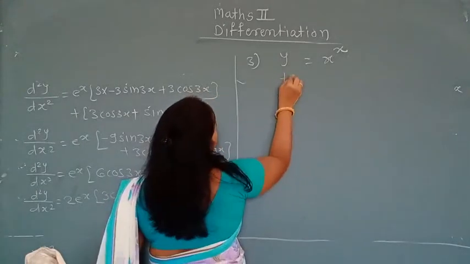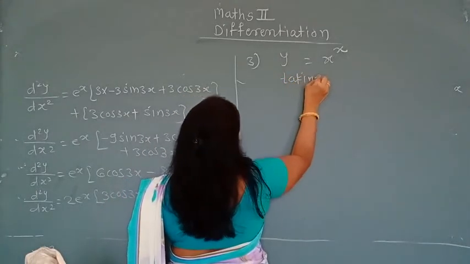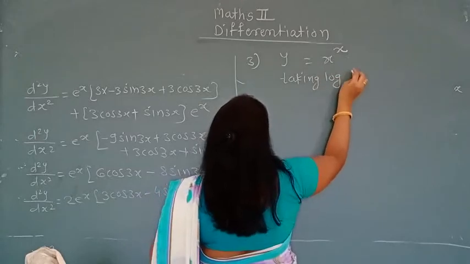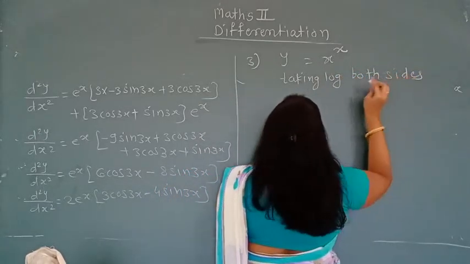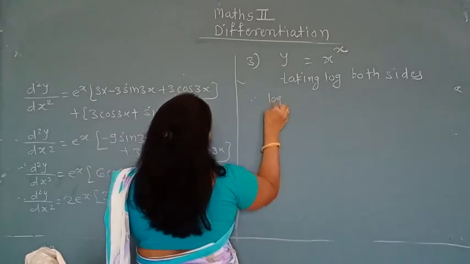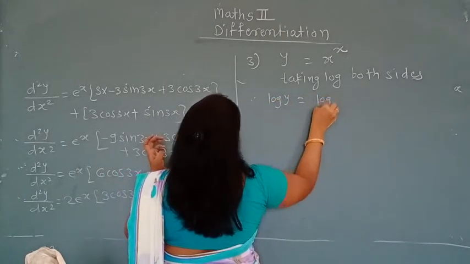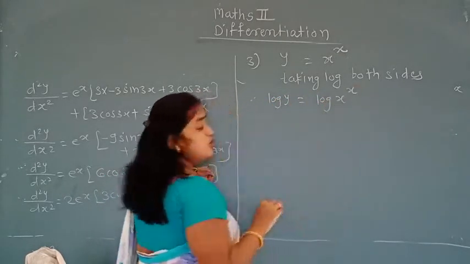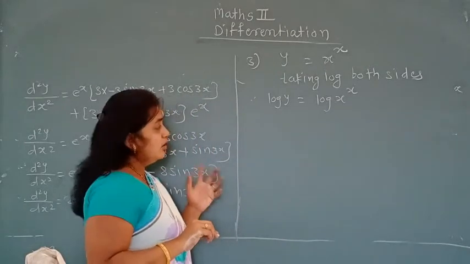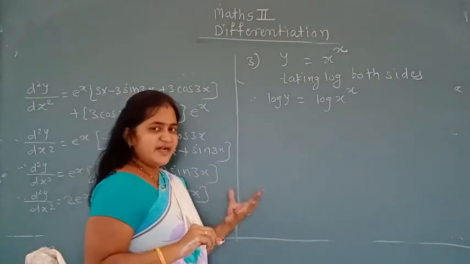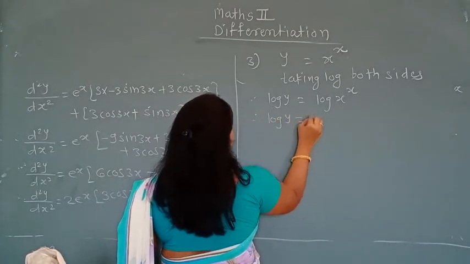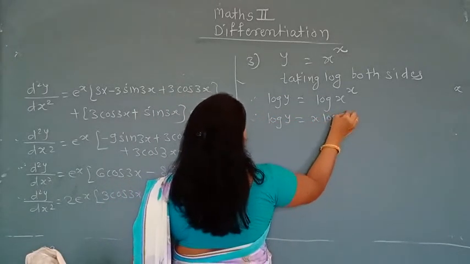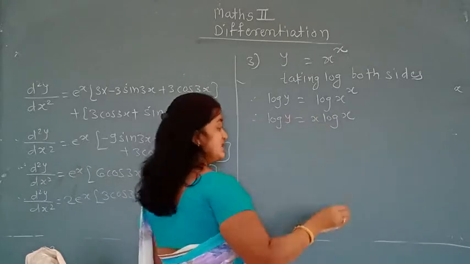So taking log on both sides, we get log of y is equal to log of x raised to x. We can use the log property, whatever power, taking it in front. So therefore log of y is equal to x log of x. Now differentiate with respect to x.